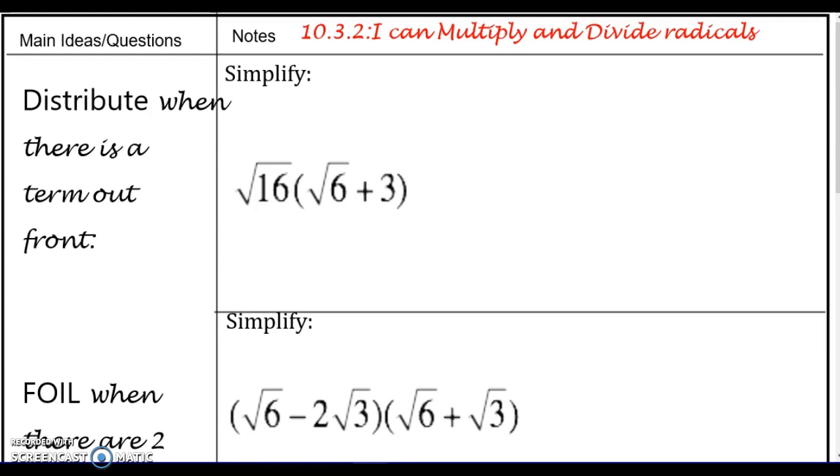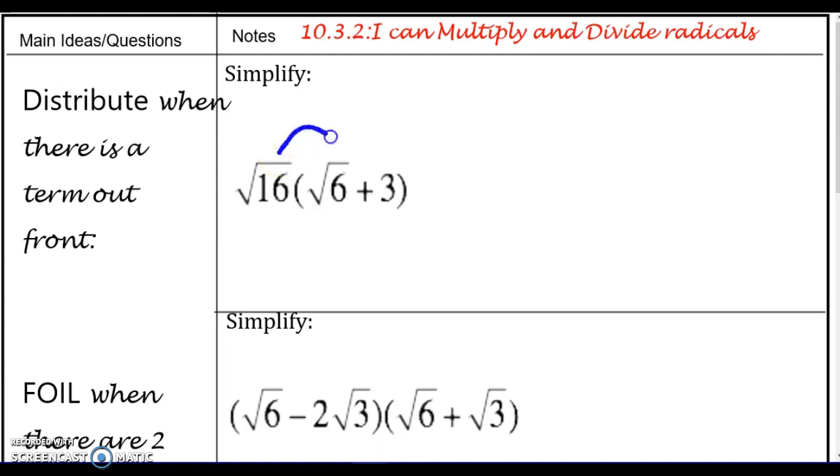It says distribute when there's a term out front. So do you see that square root of 16 times the quantity of the square root of 6 plus 3? Look at that for a second and just make a plan. What would you do first? There's two things that I would see you might do.